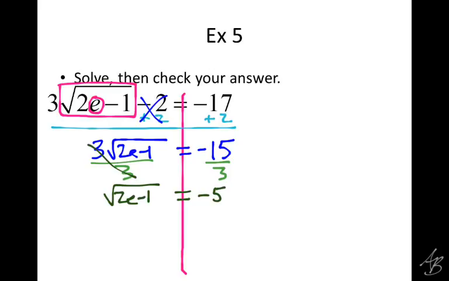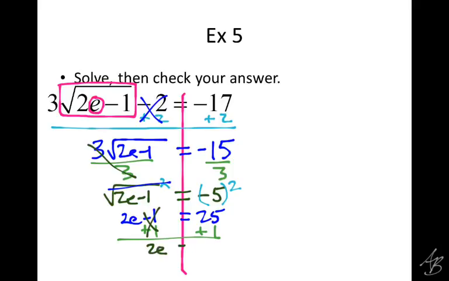Then we need to get rid of the square root by squaring it. So we'll square the left side to get rid of the square root. We'll square the right side because we did it on the left side. When the squares cancel, we get 2e minus 1 equals 25. Negative 5 times negative 5 is positive 25. Then we need to get rid of the minus 1 by adding 1. So we get 2e equals 26. And then we divide by 2, and we get e equals 13.